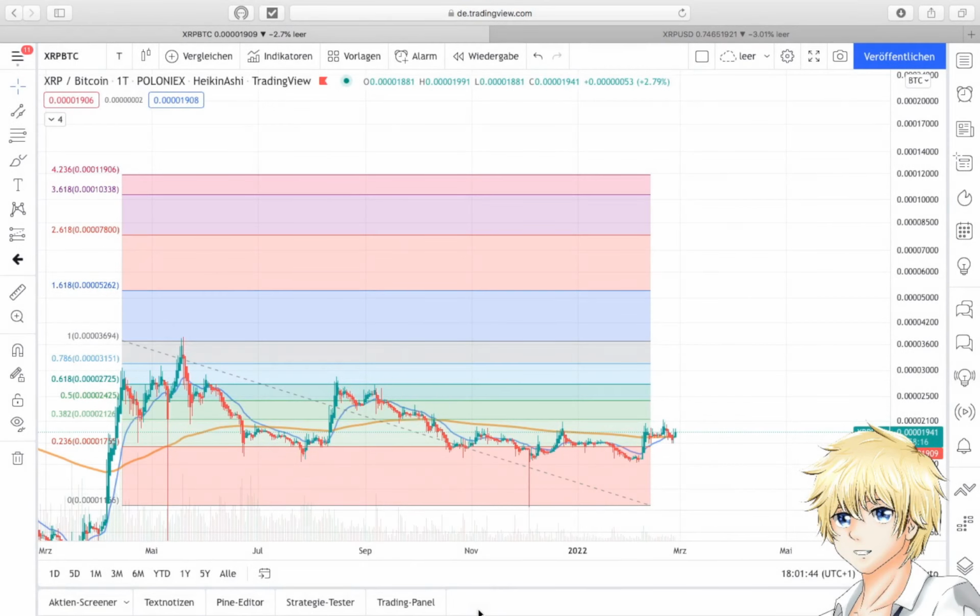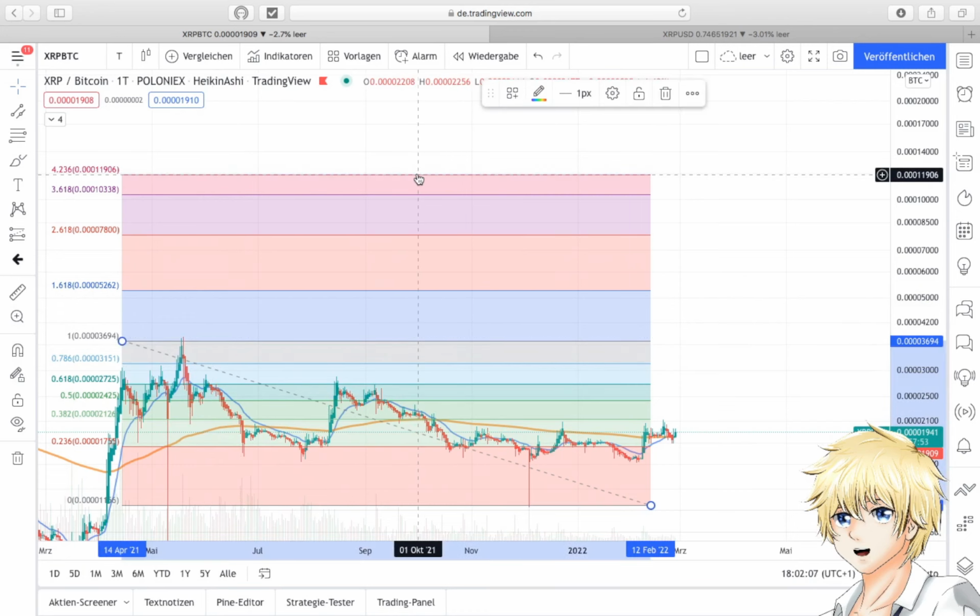Okay, so we are looking now at the XRP Bitcoin chart to start with. Why? Because as usual, I found a way to analyze this chart quite well to give me a potential target. If I don't have a target, I don't want to get into any kind of short-term investment. So that's why I start with the XRP BTC chart.